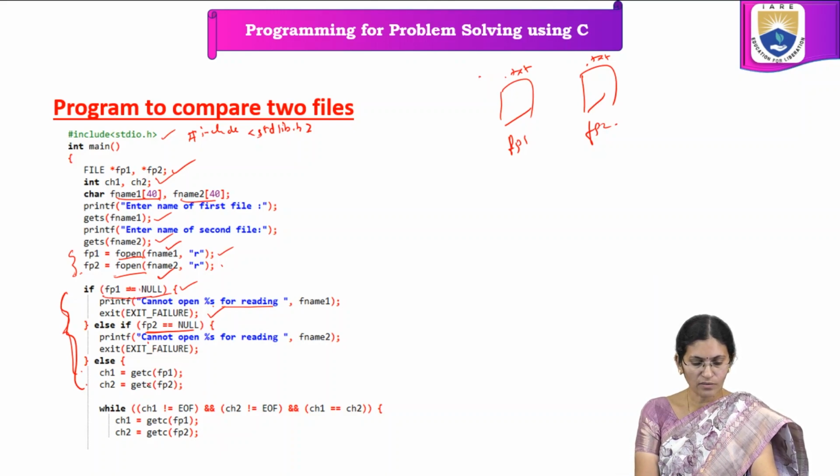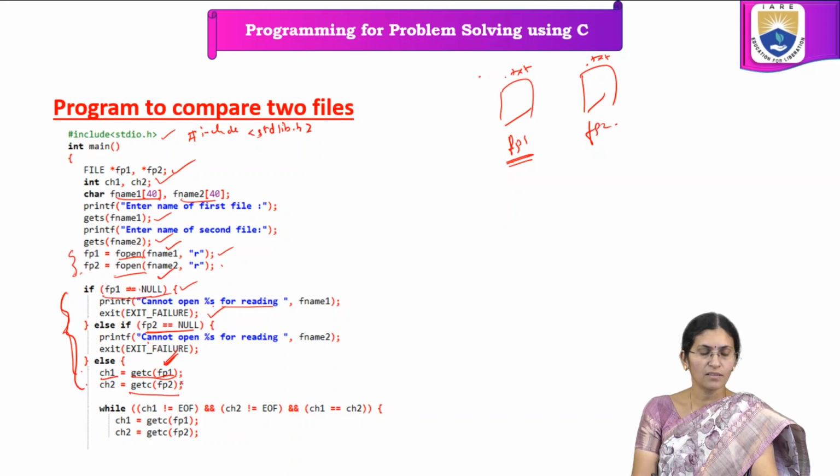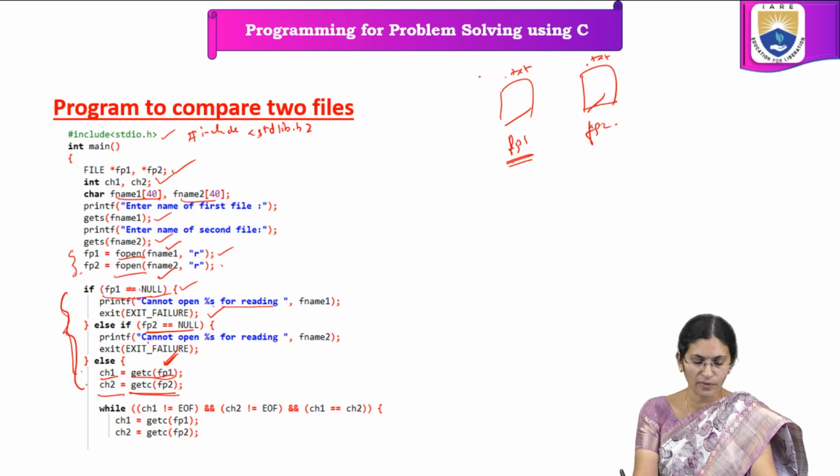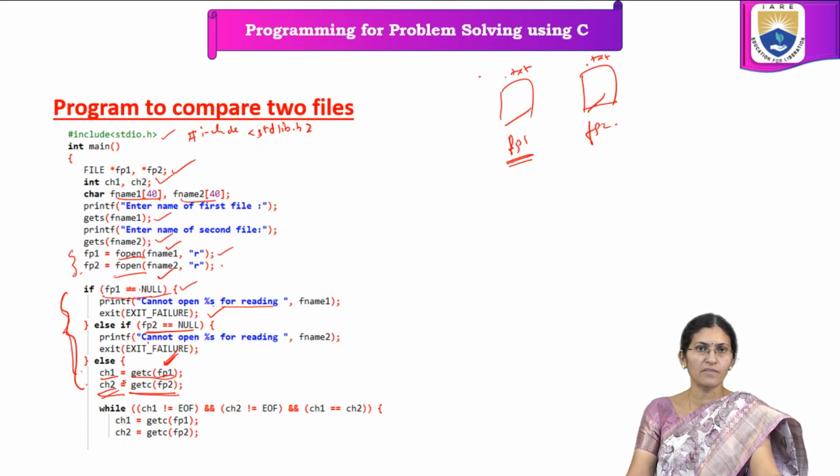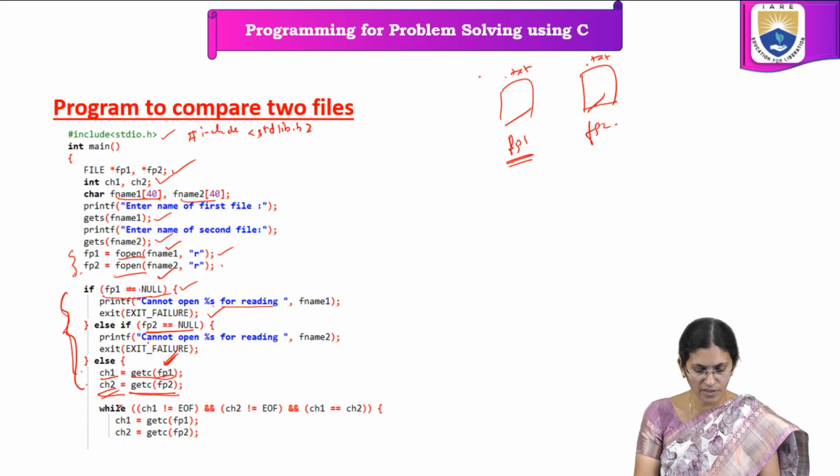Else, ch1: getc is a function which is used to read the data from the file. Here it takes one argument, that is a file pointer. Data is read from the file which has the file pointer fp1, and that is read into the variable ch1. And then for fp2, the data from this file is read character by character, and it is stored into the variable ch2.